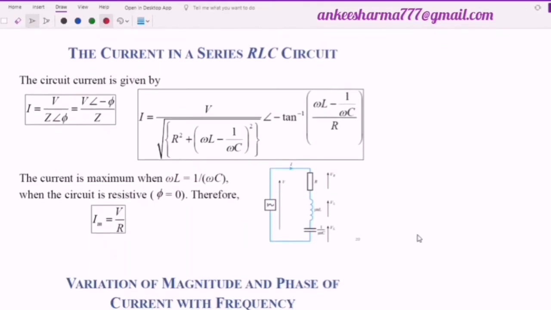Now next important here is the current in a series RLC circuit. We know what this is. Current is nothing but equal to V by Z. But whenever I have to discuss this current, I need to tell the phase angle also, because this combined RLC circuit will have a phase, and that phase phi is equal to tangent inverse of XL minus XC divided by R.